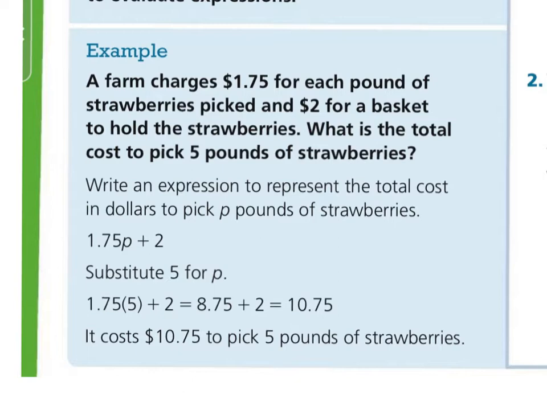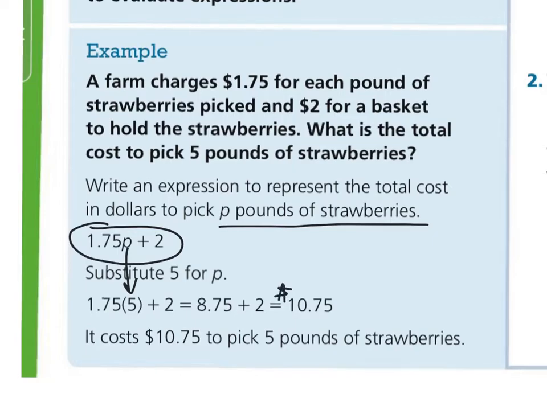Total cost to pick 5 pounds of strawberries. So this one was based off of cost per pound, and then we were being charged $2 for the basket. So they had P is pounds of strawberries. So they came up with this expression, $1.75 times however many pounds of strawberries plus the $2 for the basket. Then for 5 pounds, assuming we can fit that into one basket, we could take $1.75 times 5 is $8.75 plus $2 for the basket would be $10.75.